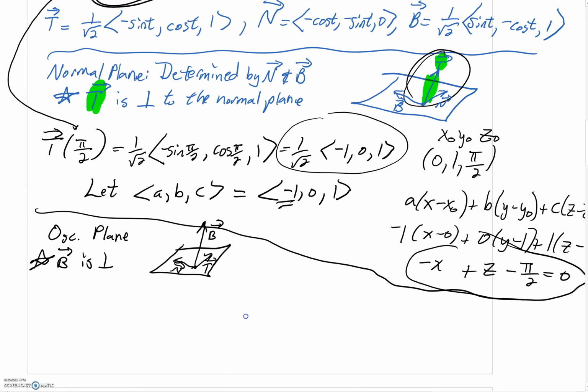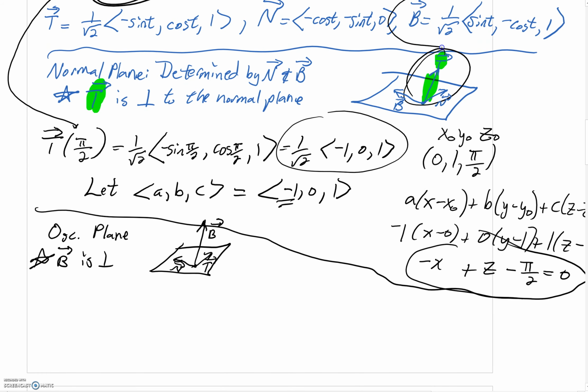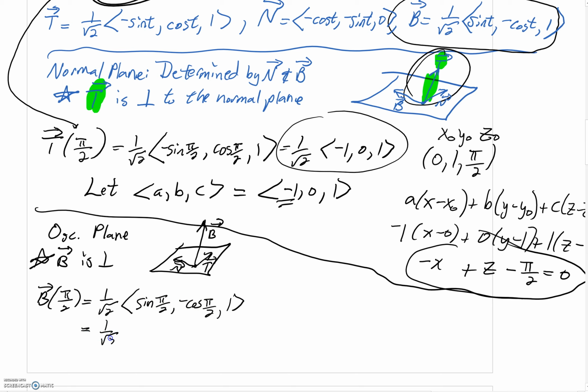So, if we looked back up at the top right of the screen, we had this right here. We would like to plug in a t-value of pi over 2 once again. So that's going to be 1 over root 2. We've got the sine of pi over 2. We've got negative cosine of pi over 2. We've got a 1. And without too much work, I hope you can see that we'd have a 1, a 0, and a 1. So, that's your binormal vector at pi over 2.